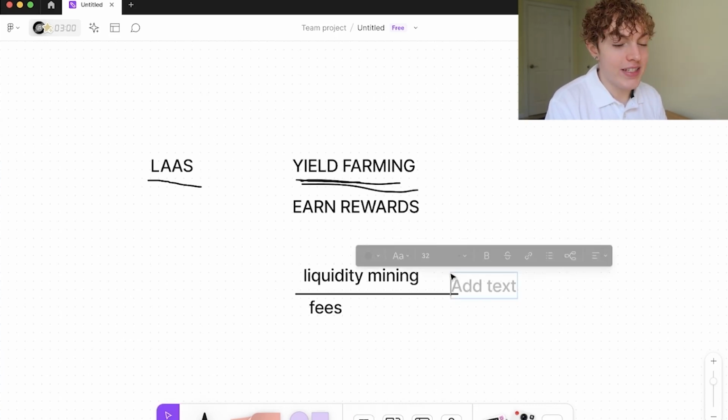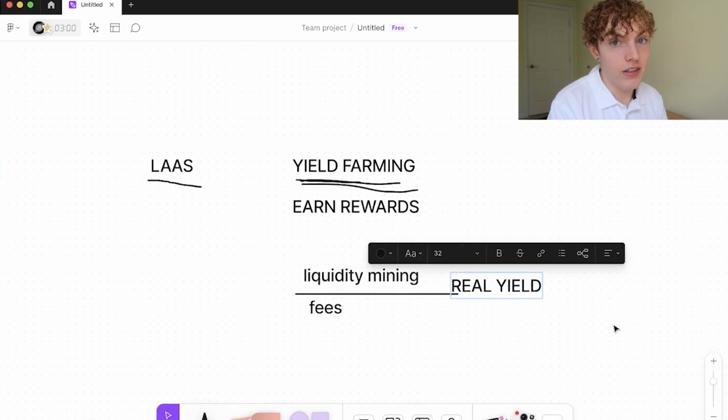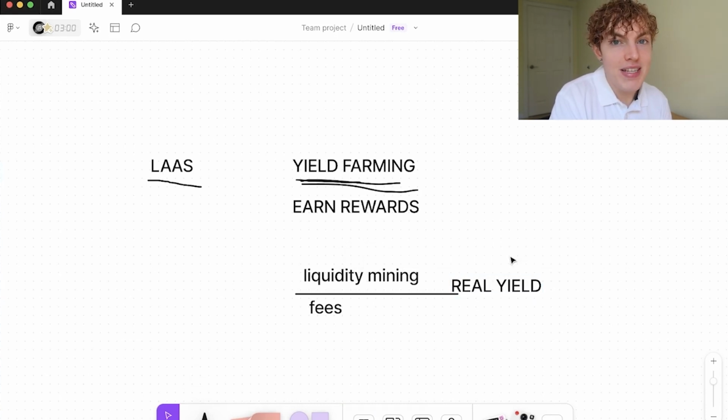Liquidity mining also has something that I like to call real yield. This is basically where there's a direct business model that's sustainable and you're not being paid out in any reward tokens, you're just strictly collecting fees. And the fees are just the fees that the traders themselves are paying. This is what I call real yield in liquidity mining. And in yield farming, you're receiving reward tokens, so that's not real yield.